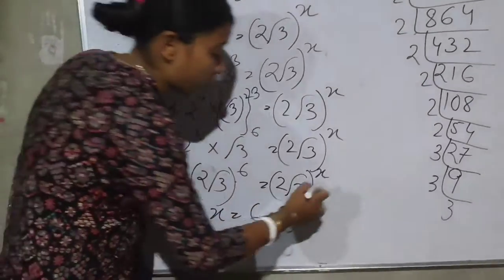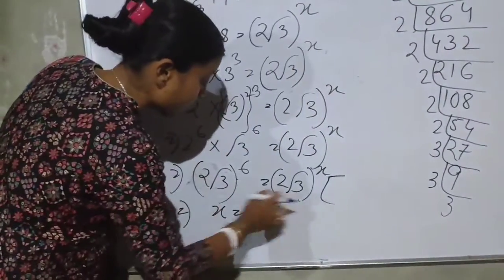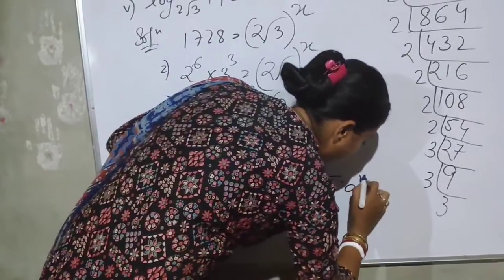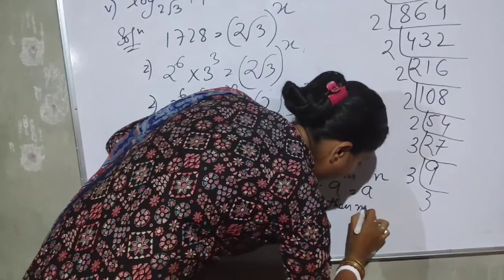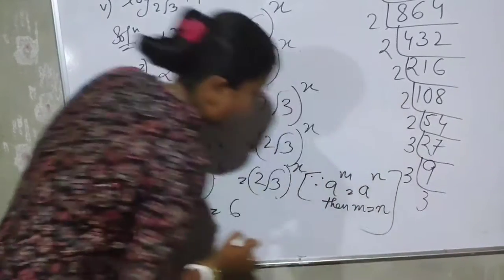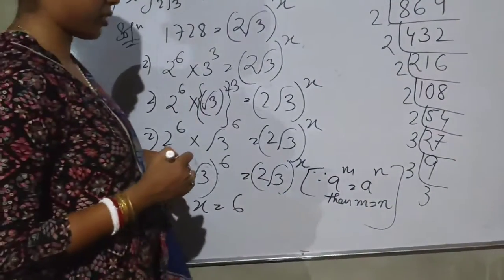So how we got x equal to 6, right? From this one, since a to the power m equal to a to the power n, then we can write m equal to n. So x equal to 6.